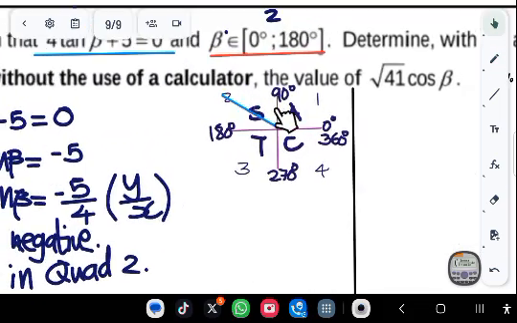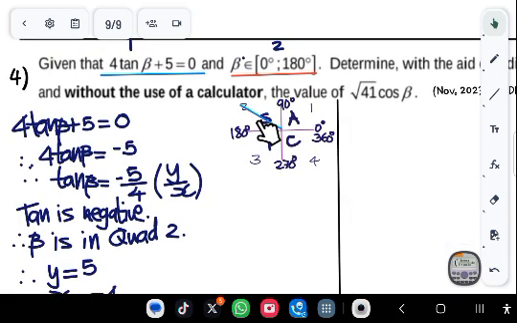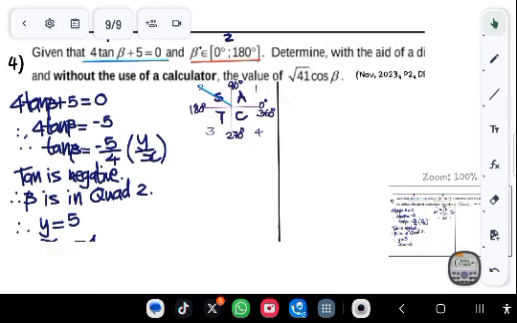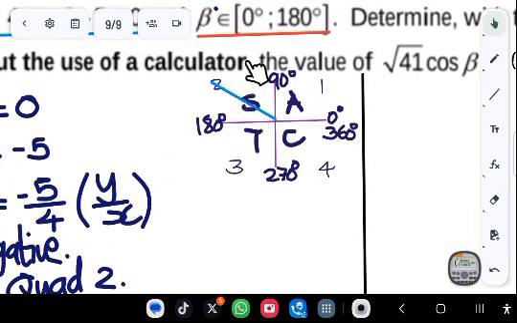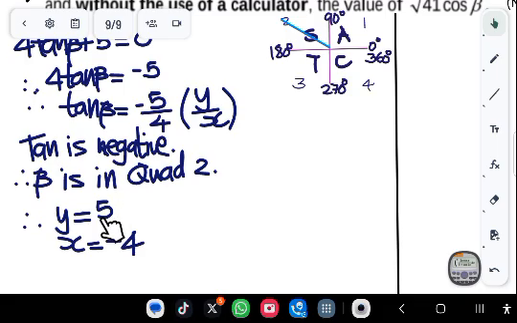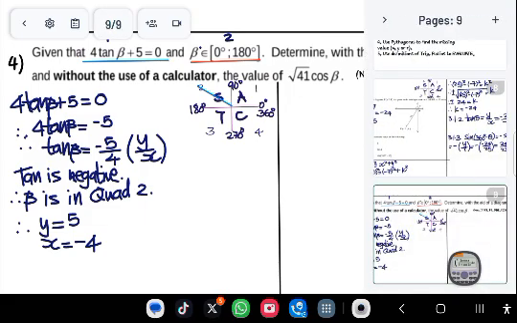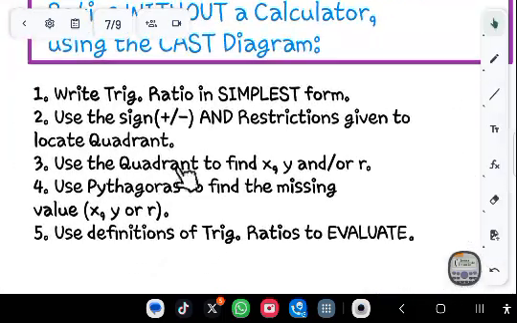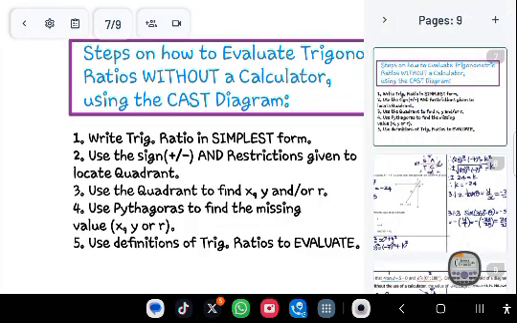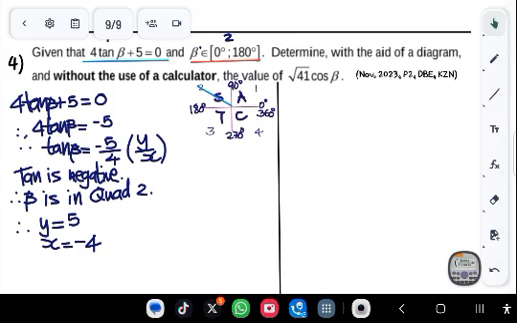You take the quadrant where the angle falls and then you see whether your y is positive or not and whether your x is positive or not. In quadrant 2, x is on the negative side, and y is above the x-axis, meaning it will be positive. Now from that, immediately we can calculate r. Next, we use the quadrant to find x, y, and r. We've done that. We use the theorem of Pythagoras to find the missing value.